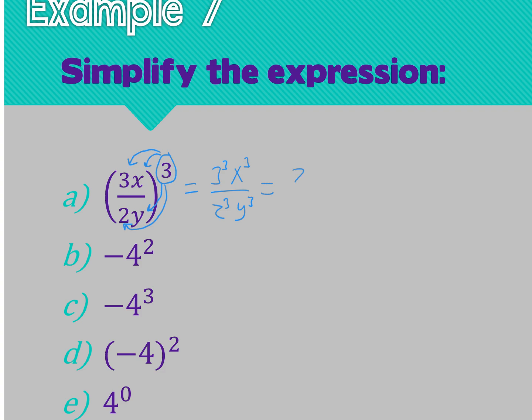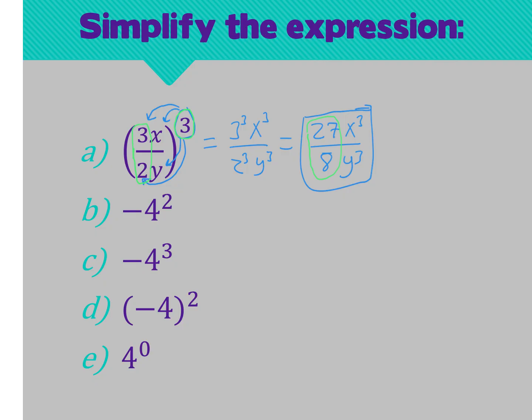And 3 to the power of 3 is 27, x to the power of 3. 2 to the power of 3 is going to be 8, y to the power of 3. And that's fully simplified. You can't simplify 27 and 8. If you're ever unsure if you can simplify that, just a helpful tip to know, if you can't simplify 3 over 2, then I can't simplify whatever I raise both of them to, right? If I raise them to the same exponent, then that can't be simplified either. So this 27 over 8 cannot be simplified.